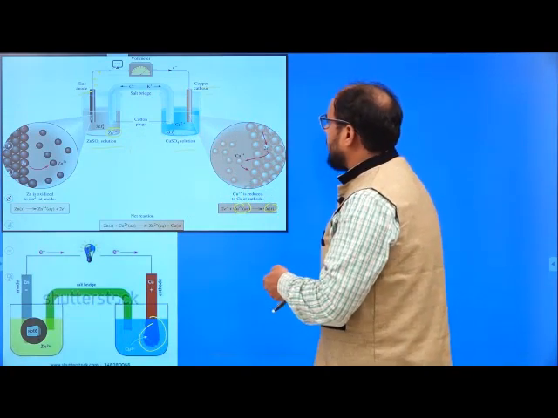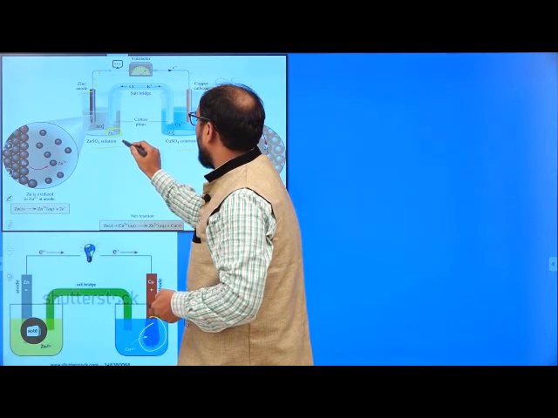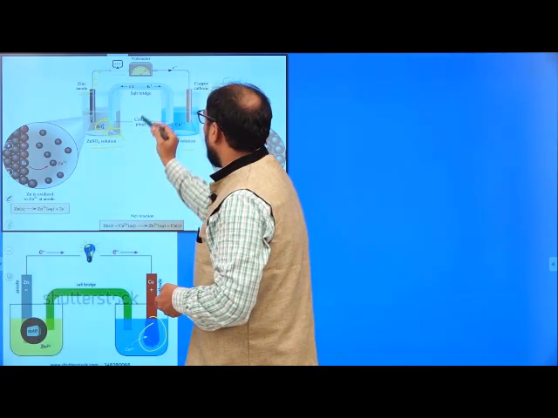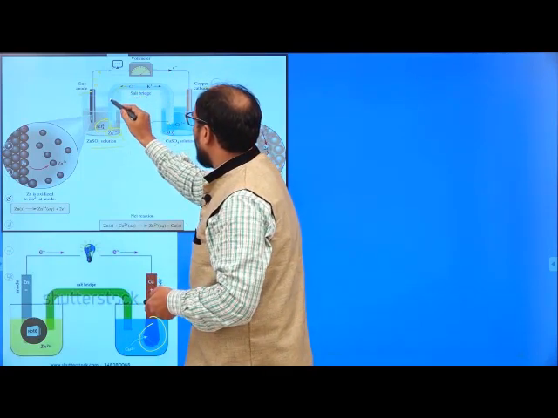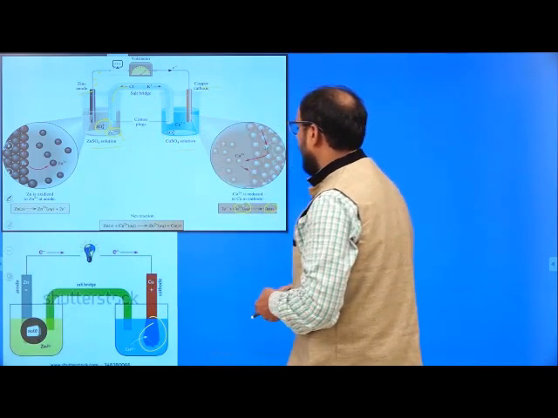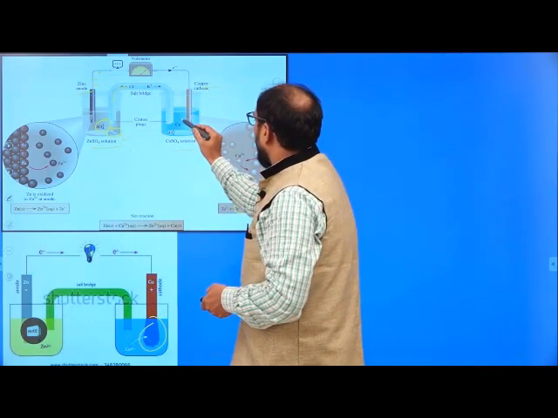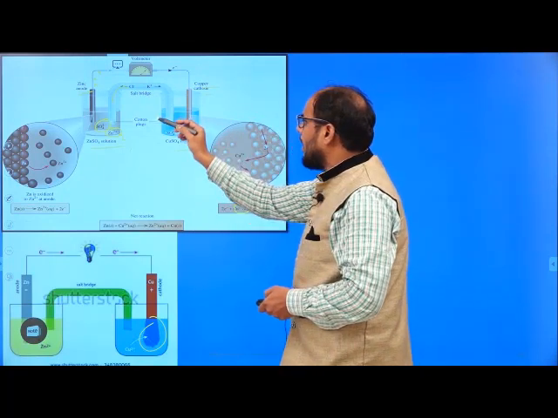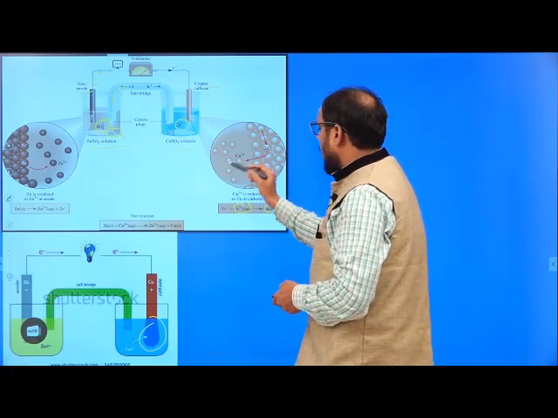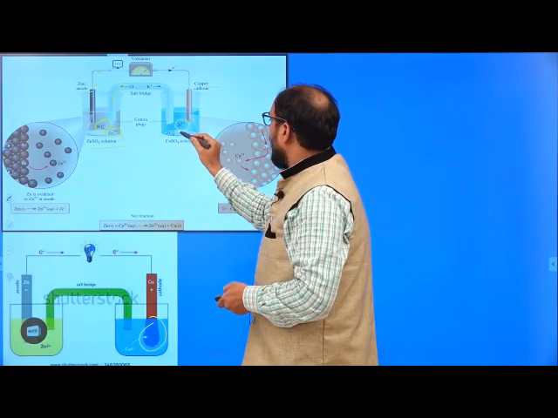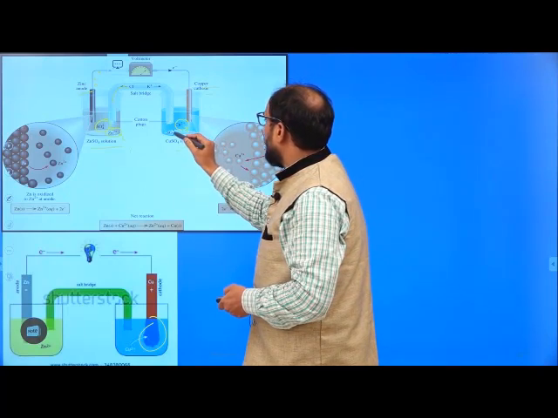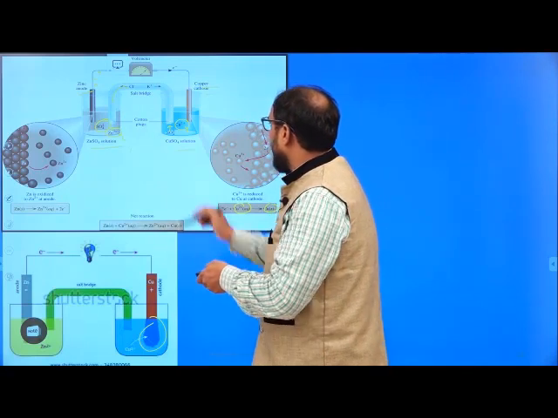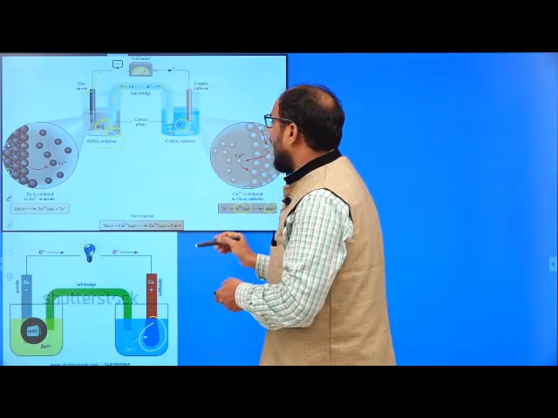So what is the role of the salt bridge here? Whenever we have more concentration of Zn plus 2 ions and less concentration of SO4 minus 2, the salt bridge will maintain electric neutrality by releasing the Cl minus ions. In the other compartment, we have less concentration of copper plus 2 ions. Why? Because copper plus 2 ions have taken the 2 electrons from the anodic compartment to form copper solid. So we have less concentration of copper plus 2 ions and more concentration of SO4 minus 2 ions. So again, the salt bridge will maintain electric neutrality by releasing K plus ions in the other compartment.